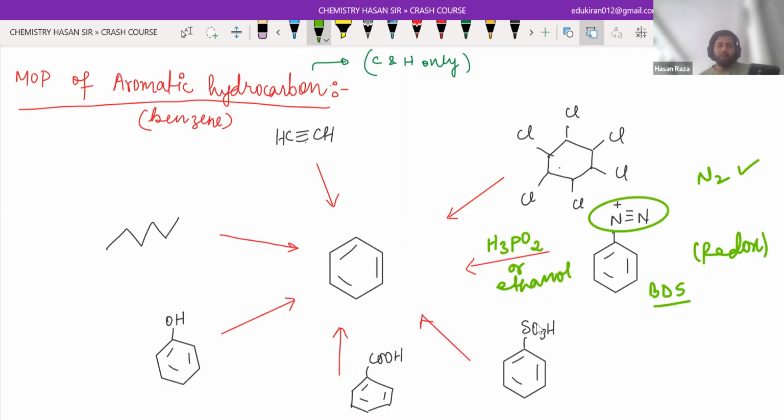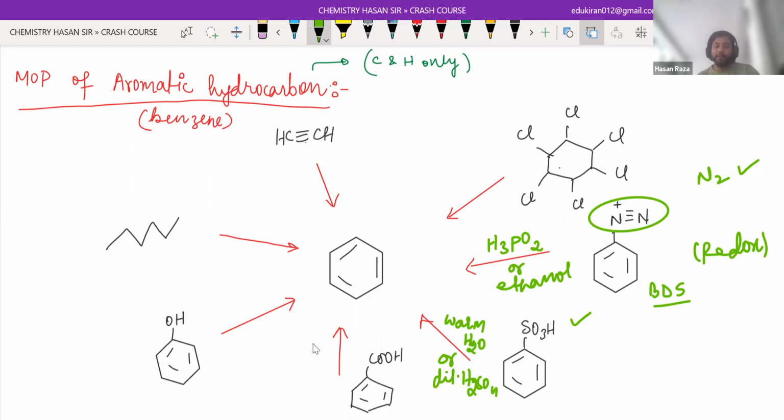The second one is SO3H. For SO3H, what you need to do is mix it with warm H2O, or you can use dilute H2SO4. This SO3H will be removed by this compound, and you will get benzene again. This is your benzoic acid, and this reaction is also from class 11th as well as 12th.